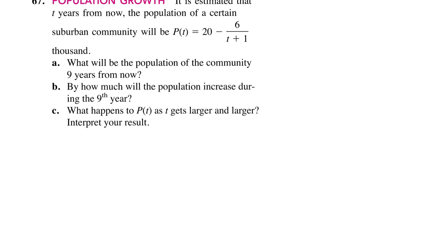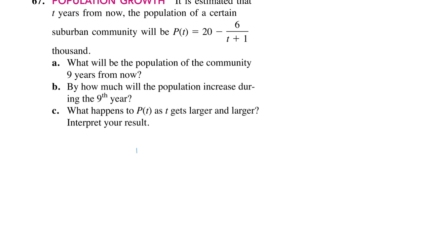And what is the initial population at time t equals 0? If you plug in 0 here, it will be 6 divided by 1, which is 6. 20 minus 6 is 14. So the population grows from t equals 0 to t equals 1. Okay, what will be the population of the community after 9 years?